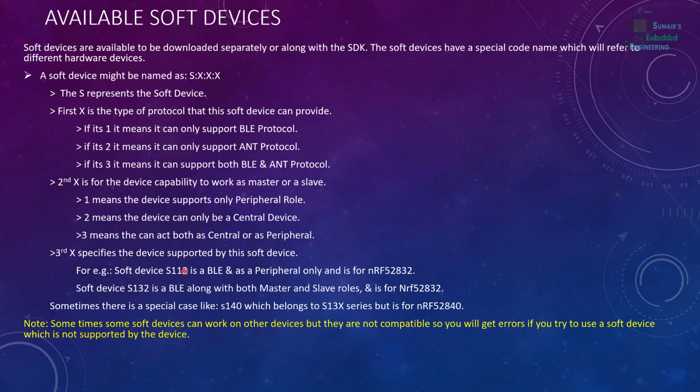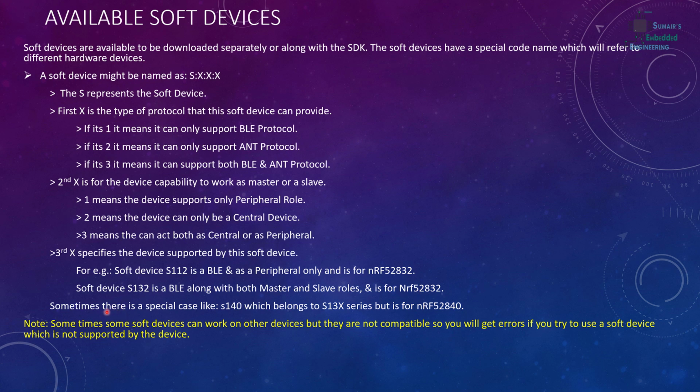For example, if it's 2 in the end, then it is most likely to work on the nRF52832 series. So for example, if it's S112, it means it is BLE because it's 1, so it's only BLE. And the second is 1, it means it only supports the peripheral role, it doesn't support the central role. And 2 here means it's the nRF52832. Similarly, if it's 113, then it's going to be nRF52833, which is another processor, but normally we just use nRF52832 or nRF52840. Soft device 132 is BLE along with both master and slave roles, because its second X is 3, which means it can support both roles. And the 2 here represents the nRF52832.